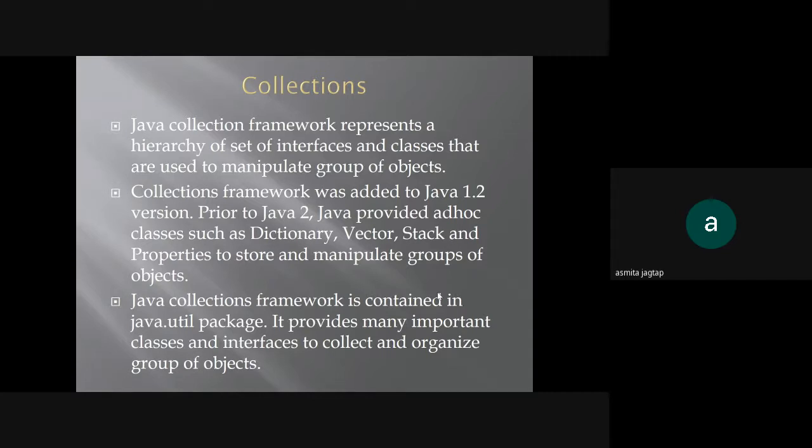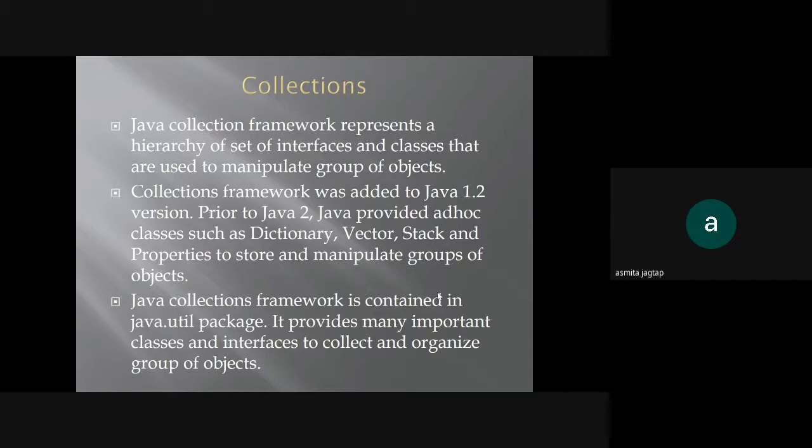The collection framework was added to Java in version 1.2. I already discussed that as the version increases, things get updated and additional things get added. Like previously, in interfaces they had only abstract and final methods, but after version 8 they have default methods as well as static methods. So collections were added to Java in version 1.2, and prior to that they had classes like Dictionary, Vector and Stack.